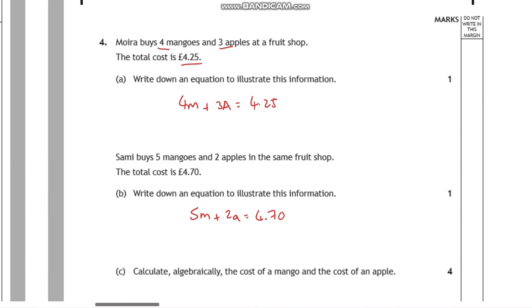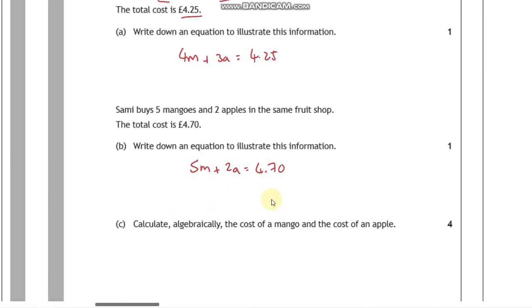So you get a mark for that, and a mark again for saying 5m plus 2a is equal to 470. Now, to be fair, I should make sure I write it all lower or all upper, or be consistent. Okay, so there's 2 marks right away, and now you need to solve to work it out. So all we're going to do is write our 2 equations down. 4m plus 3a is 425. So 5m plus 2a is 470.